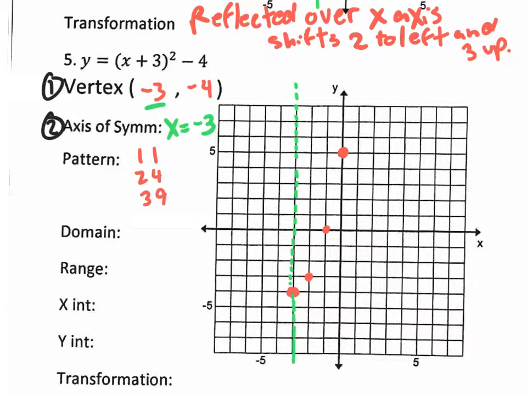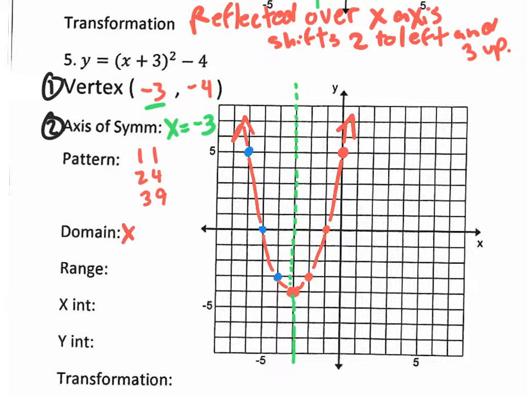And of course, we're going to use that green dotted line, the axis of symmetry. We're going to use that to reflect the coordinates to the other side. We're going to draw our parabola. Put some arrows on it, and we're good.